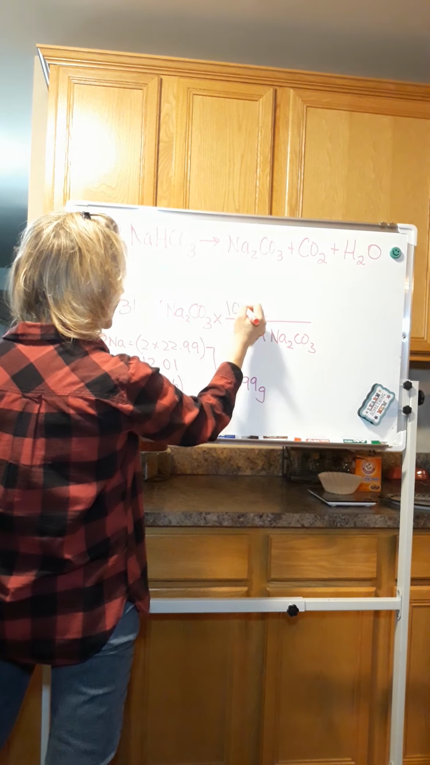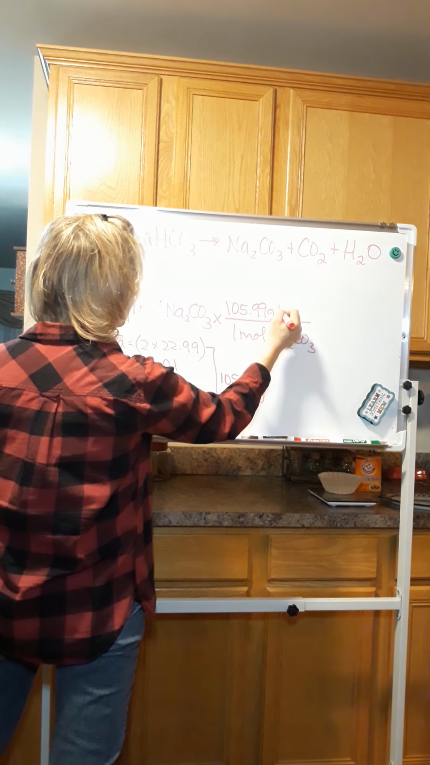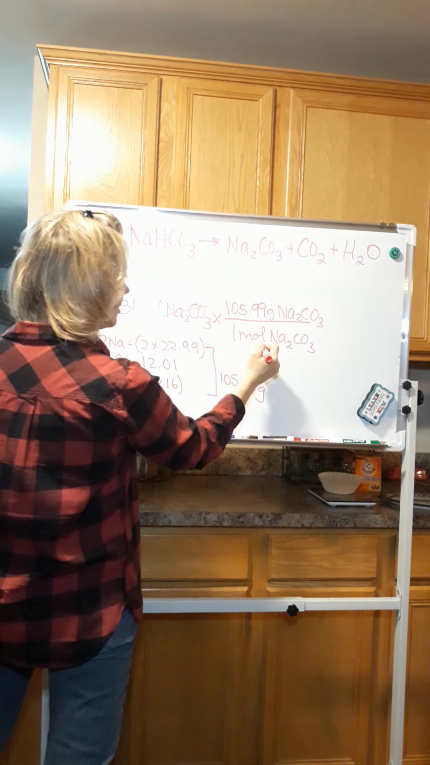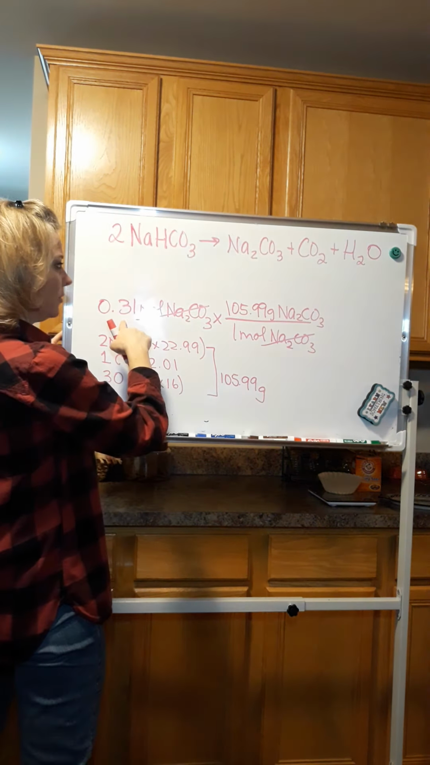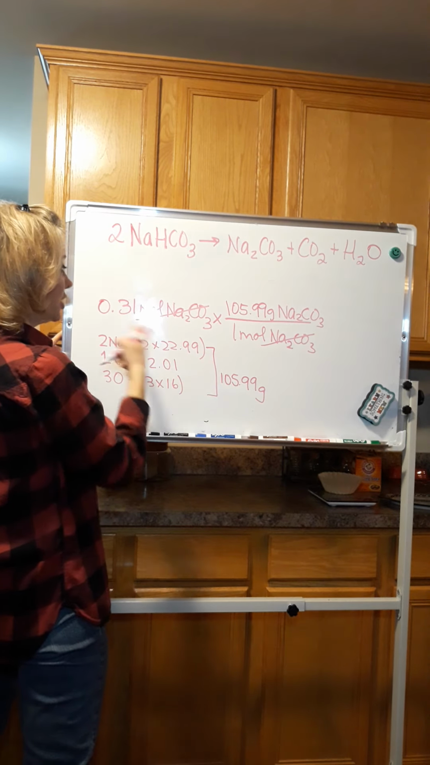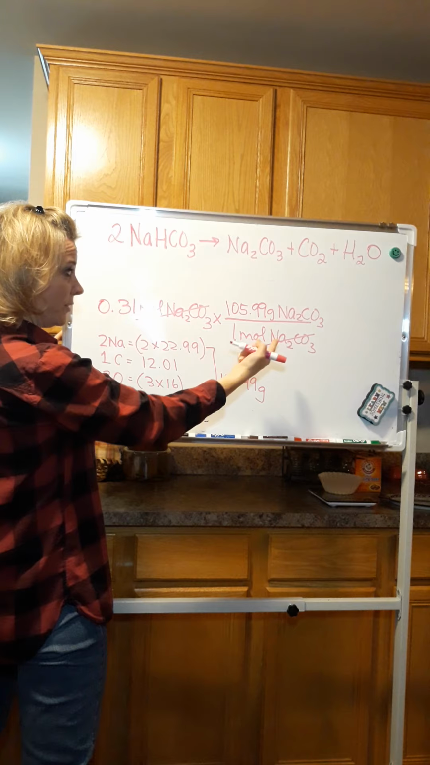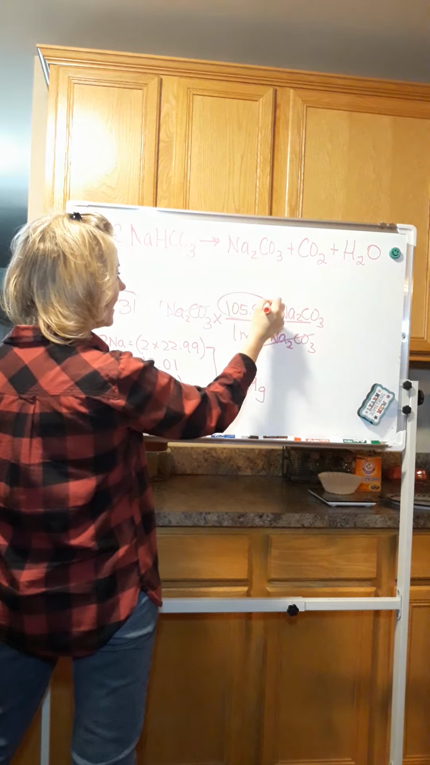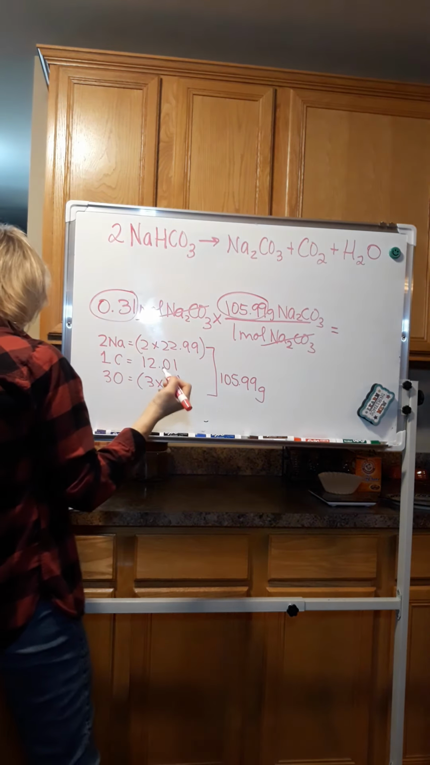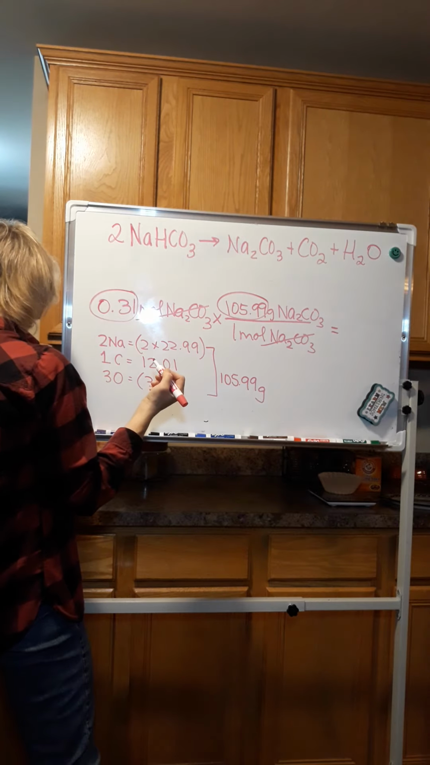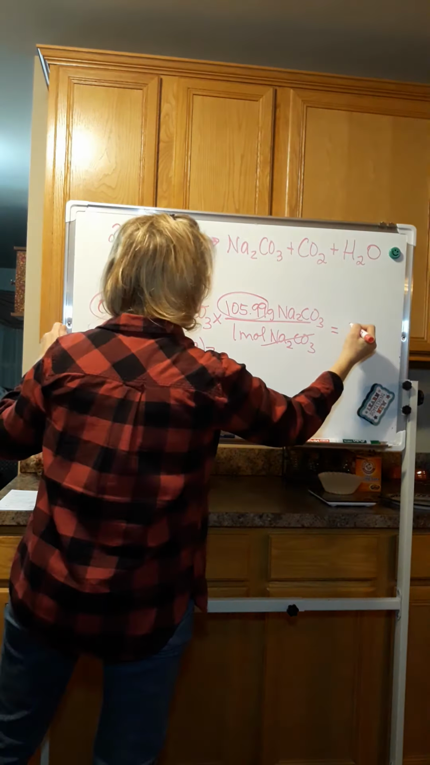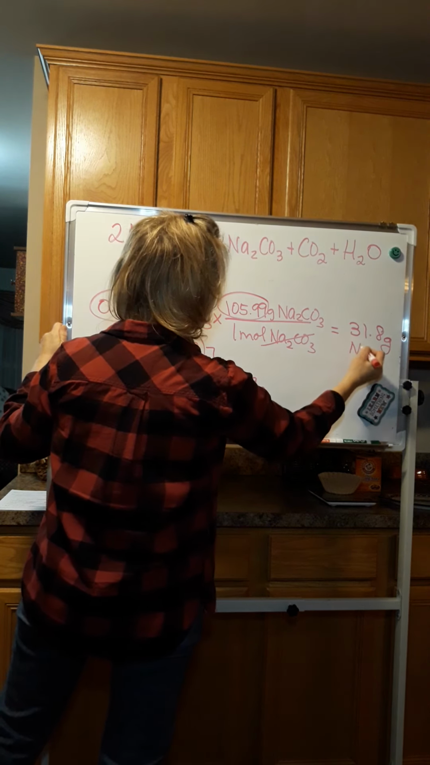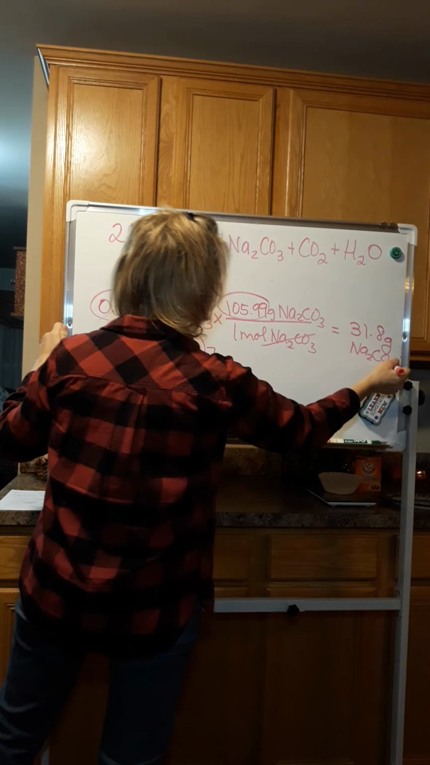So I'm going to write this at the top. And moles of sodium carbonate gets canceled. And now to find my answer, to figure out how much 0.31 moles of sodium carbonate weighs, I'm going to multiply 0.31 times 105.99, and when I do, I get the answer of 31.8 grams of sodium carbonate.